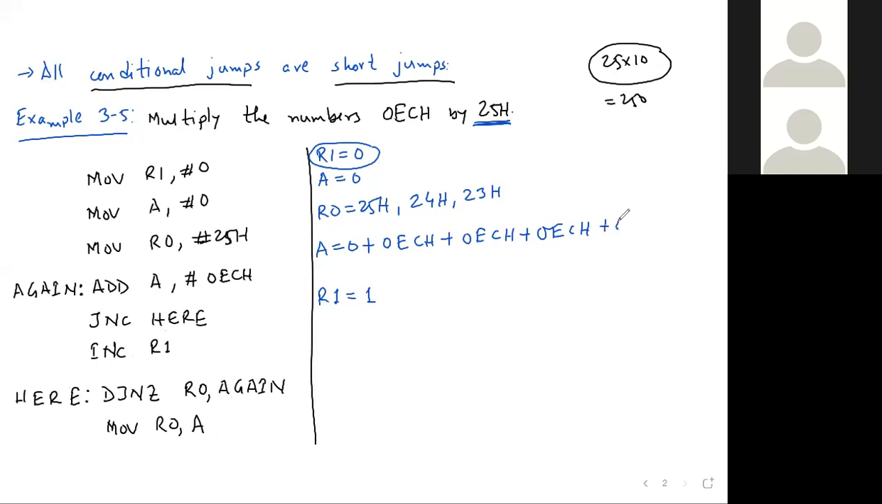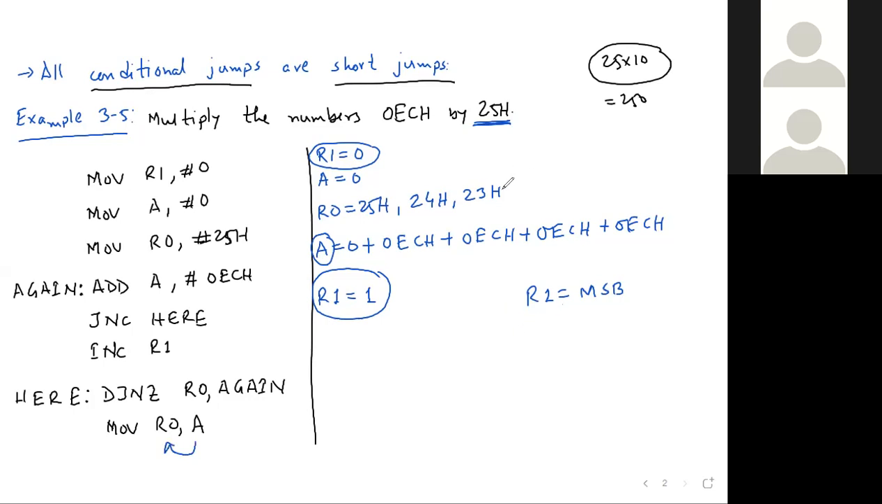So every time you perform this addition, you check whether there is a carry or not. If there is a carry, then every time you will increase your R1. So what are you actually doing? You are storing the upper byte of your result in R1. So R1 will contain the MSB or upper byte of your result, and your A will contain the lower byte or LSB of your result, which you ultimately transfer to R0.